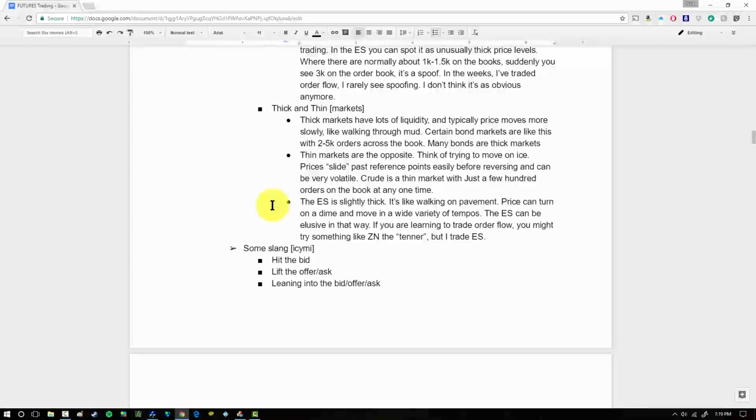The ES is somewhere in between, so it's slightly thick. It's like walking on pavement. So price can turn on a dime and move in a wide variety of tempos, and so it can be really, really elusive. If you're learning to trade order flow, you might try something like ZN, or the tenor, which is the 10-year bond. But I trade the ES, so that's what I'm going to use.